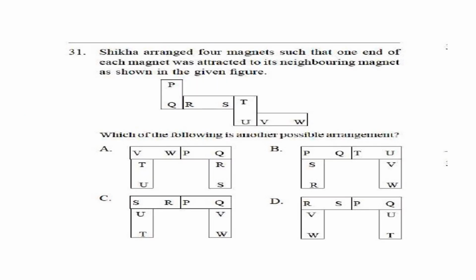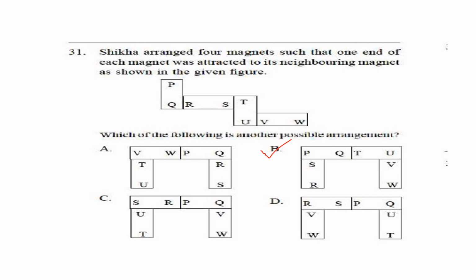Question number 31. Shikha arranged 4 magnets such that one end of each magnet was attracted to its neighboring magnet as shown in the given figure. Which of the following is another possible arrangement? Kids, we know that the opposite poles of a magnet attract, but like poles cannot attract. So our answer is option B.